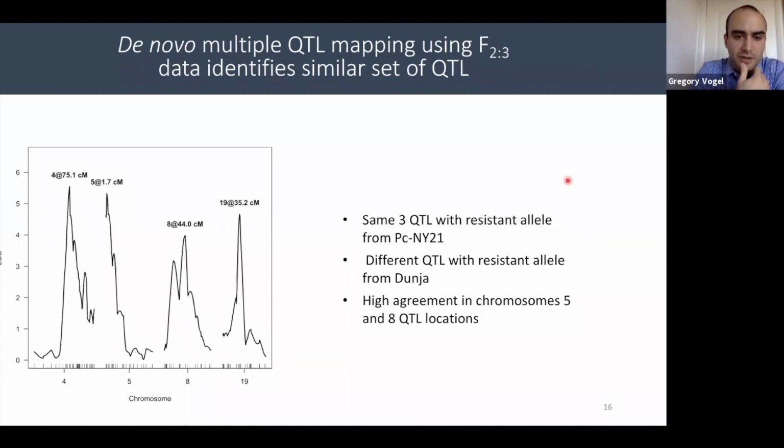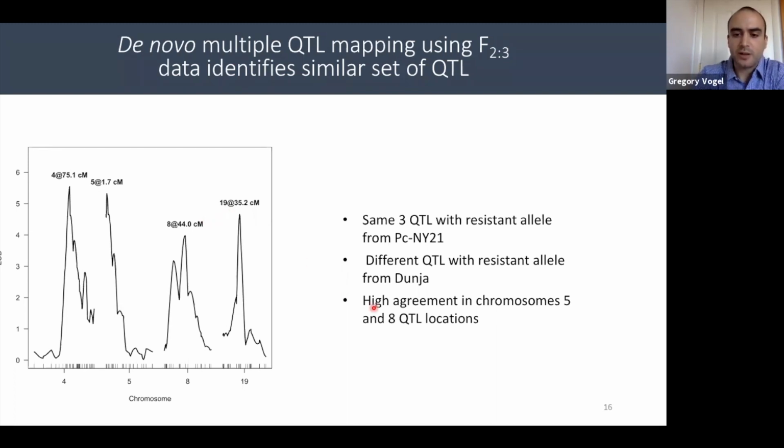We also use the F2-3 phenotype data and the genotype data of the F2 parents to map QTL de novo. And when we do that, we again find the same 3 QTL that we identified via bulk segregant analysis on chromosomes 4, 5, and 8. We don't detect the same QTL where the allele associated with resistance came from Dunja, and we detect a different QTL, in this case on chromosome 19.